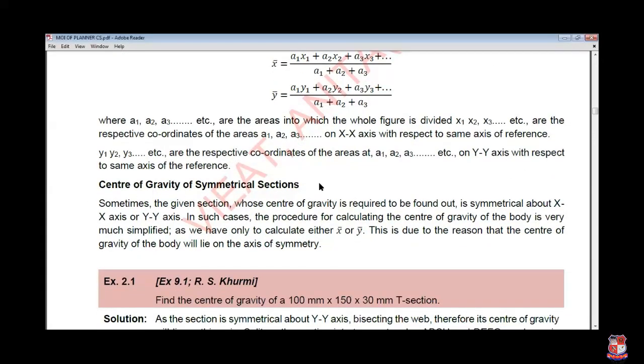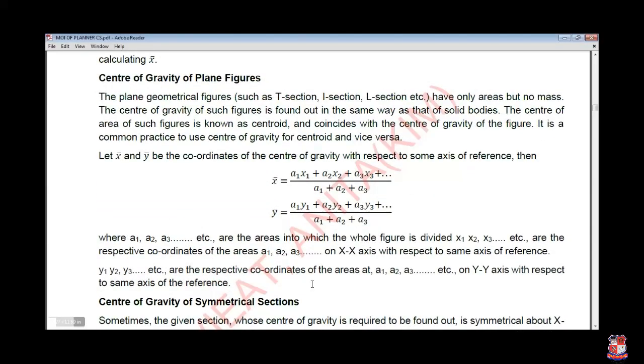Now, center of gravity of a symmetrical section, that is also called axis of symmetry. Sometimes the given section whose center of gravity is required to be found out is symmetrical about the x axis or y axis. In such cases, the procedure for finding the center of gravity of the body is very simplified, as we only have to calculate x bar and y bar directly. This is the reason that the center of gravity of a body will lie on the axis of symmetry. So just take one example here.